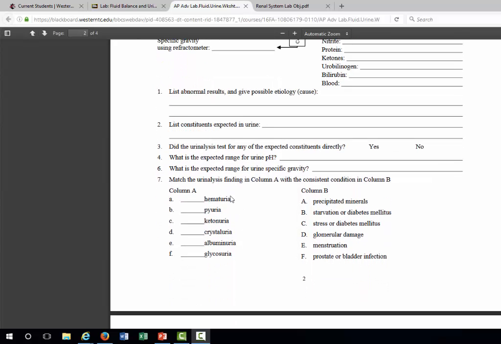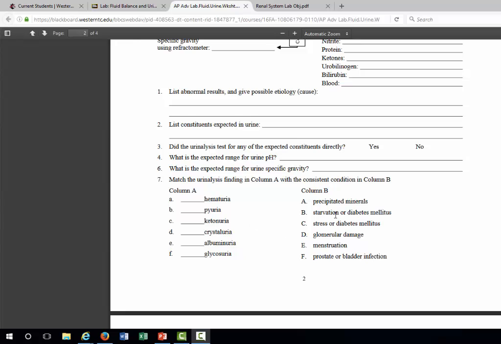Okay, looking at the different conditions here, which one? Hematuria means, what would cause that? Blood in the urine, so yeah, either one, both of those, D and E. Pyuria. Yep, letter F. Ketonuria. Starvation or diabetes.